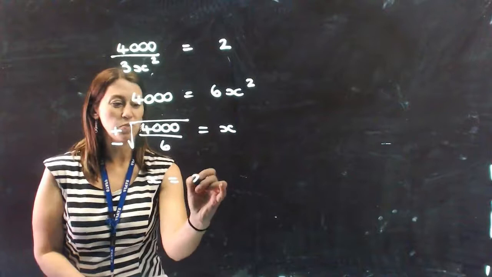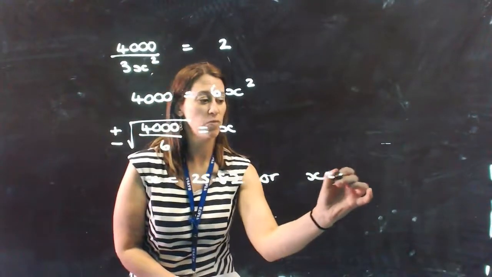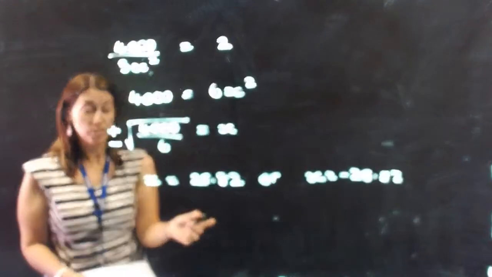Working that on the calculator, I get two answers, plus or minus 25.82. We can reject the negative answer, and we must say that, because we can't have a negative number of plates. So therefore we're looking at 25.82. Now we need to verify that that produces the minimum.